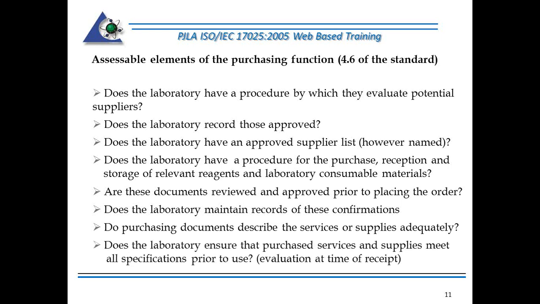Does the laboratory ensure that purchased services and supplies meet all expectations prior to use? This is the evaluation at time of receipt. It might be a physical examination of a reference material for size, weight, constituents, color, a variety of different things of that nature. Or it may be a careful analysis of a calibration certificate to make sure that all the requirements of section 5.10.2 and 5.10.4 have been met. Or if they have not, to identify which ones have not, and you can request that those issues be addressed by the calibration laboratory.